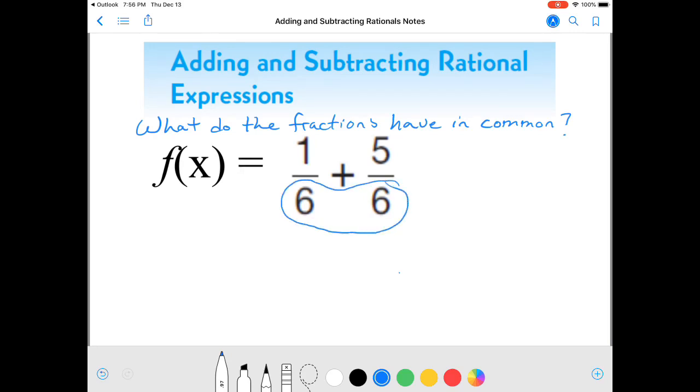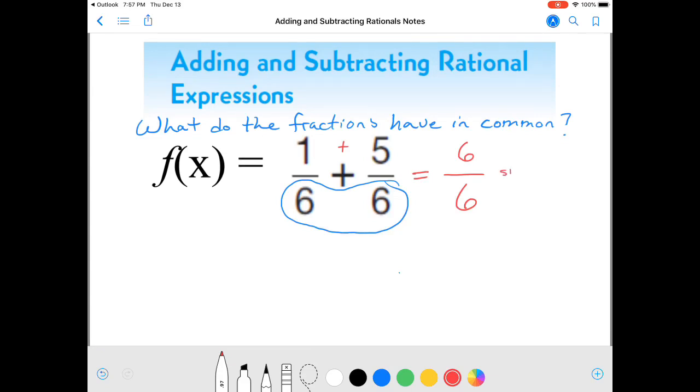Hopefully you noticed that these fractions have a denominator in common. 6 is their common denominator. If you remember from previous classes, when fractions have a common denominator, we leave the denominator alone. It stays the same. And then we simply add the values in the numerator, or subtract if that's what it's called for. So when we do the 1 plus 5, we get 6 over 6.